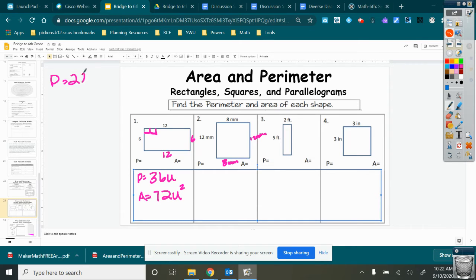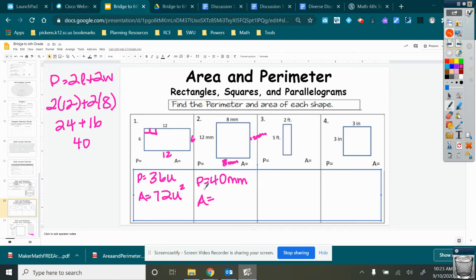2 times the length, plus 2 times 8, 2 times the width. So we can do 2 times 12 plus 2 times 8. So this is 24, and this is 16, and so that is 40. Okay, because 24 plus 6 would be 30, and then 10 is 40. So our perimeter here is 40 millimeters.